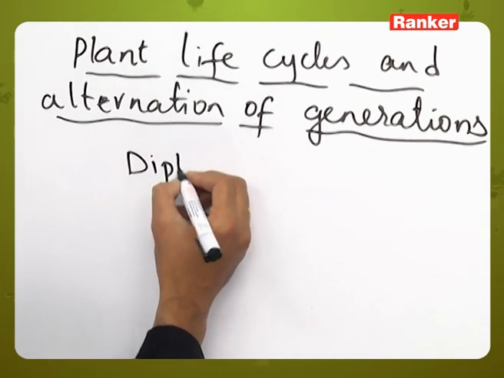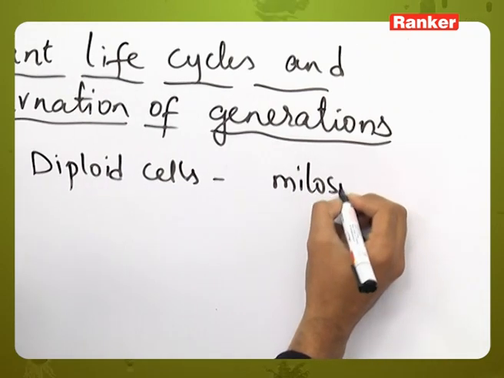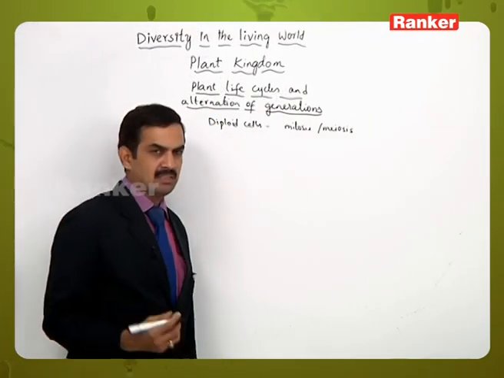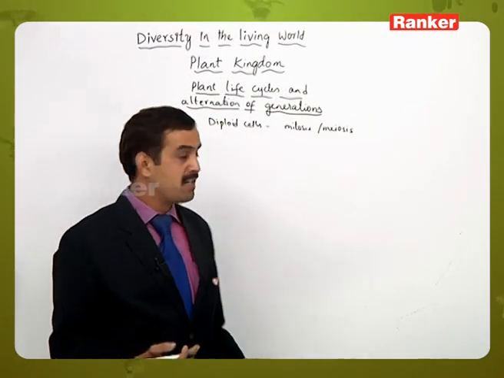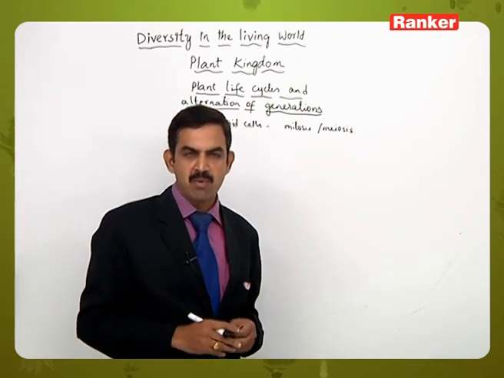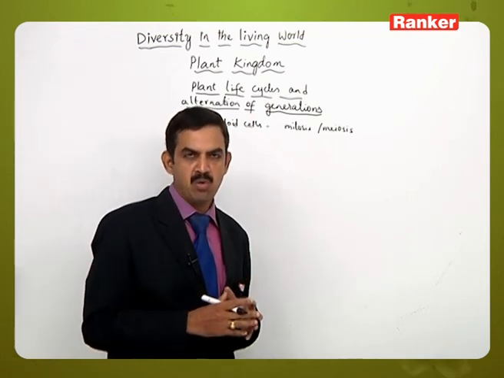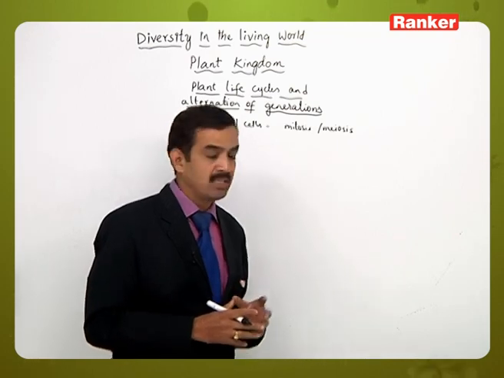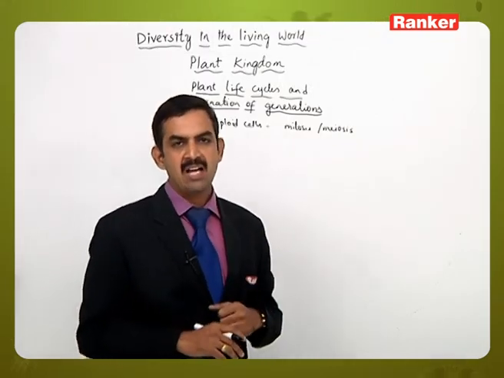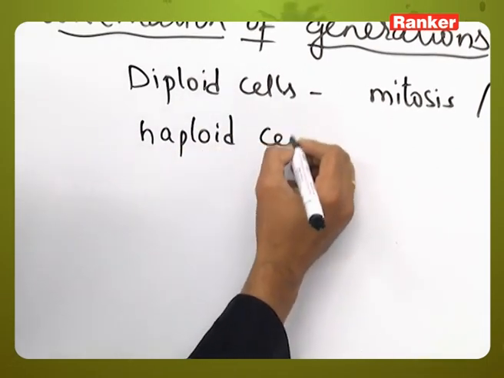Particularly, if diploid cells are present, they may participate in mitosis or meiosis depending upon the type of plant body. If the plant body is a diploid plant body, the zygote which is formed is a diploid cell that will undergo mitosis to produce the diploid plant body. But if the plant body is haploid, the diploid zygote which is formed will undergo meiosis to produce the haploid plant body. Likewise, the plants will have haploid cells also.